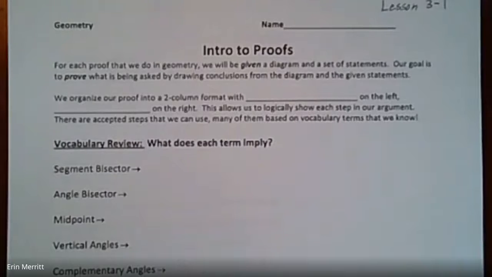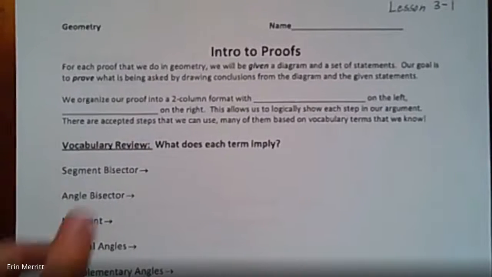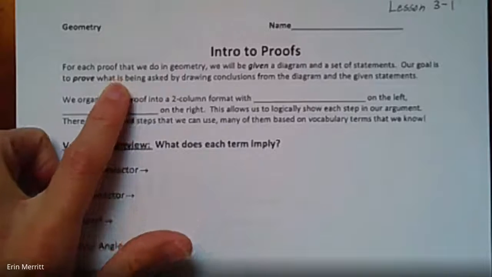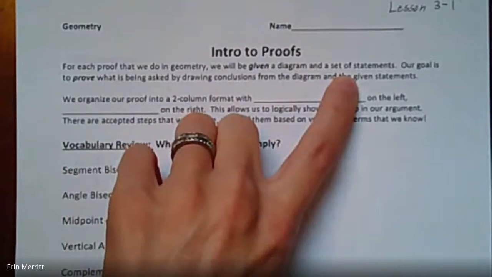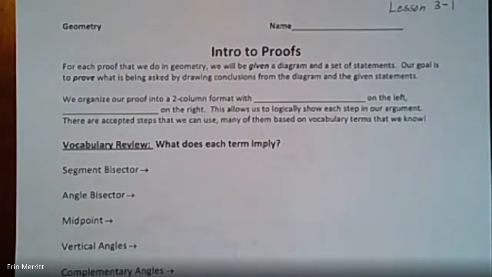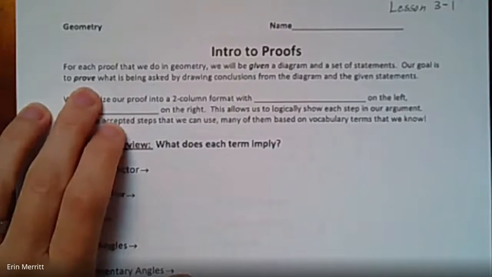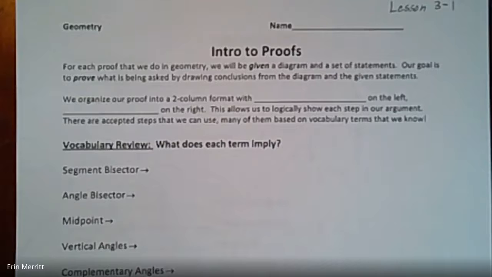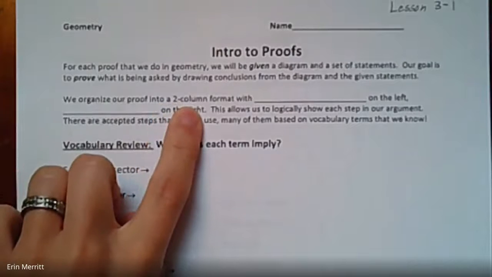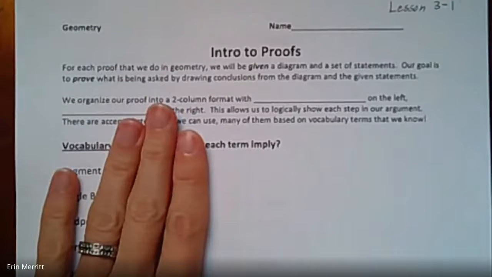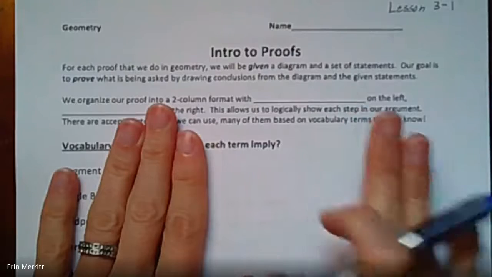All right, so this first page, where it says intro to proofs, says for each proof that we do, there will be a given diagram and also a given set of statements. So you always have to have information to work with. We say this is what's given to us, and then you build from there, right? The goal is to prove whatever is being asked by drawing conclusions from the diagram and the given statements, all right? We organize our proof into a two-column format with statements on the left, and reasons on the right.